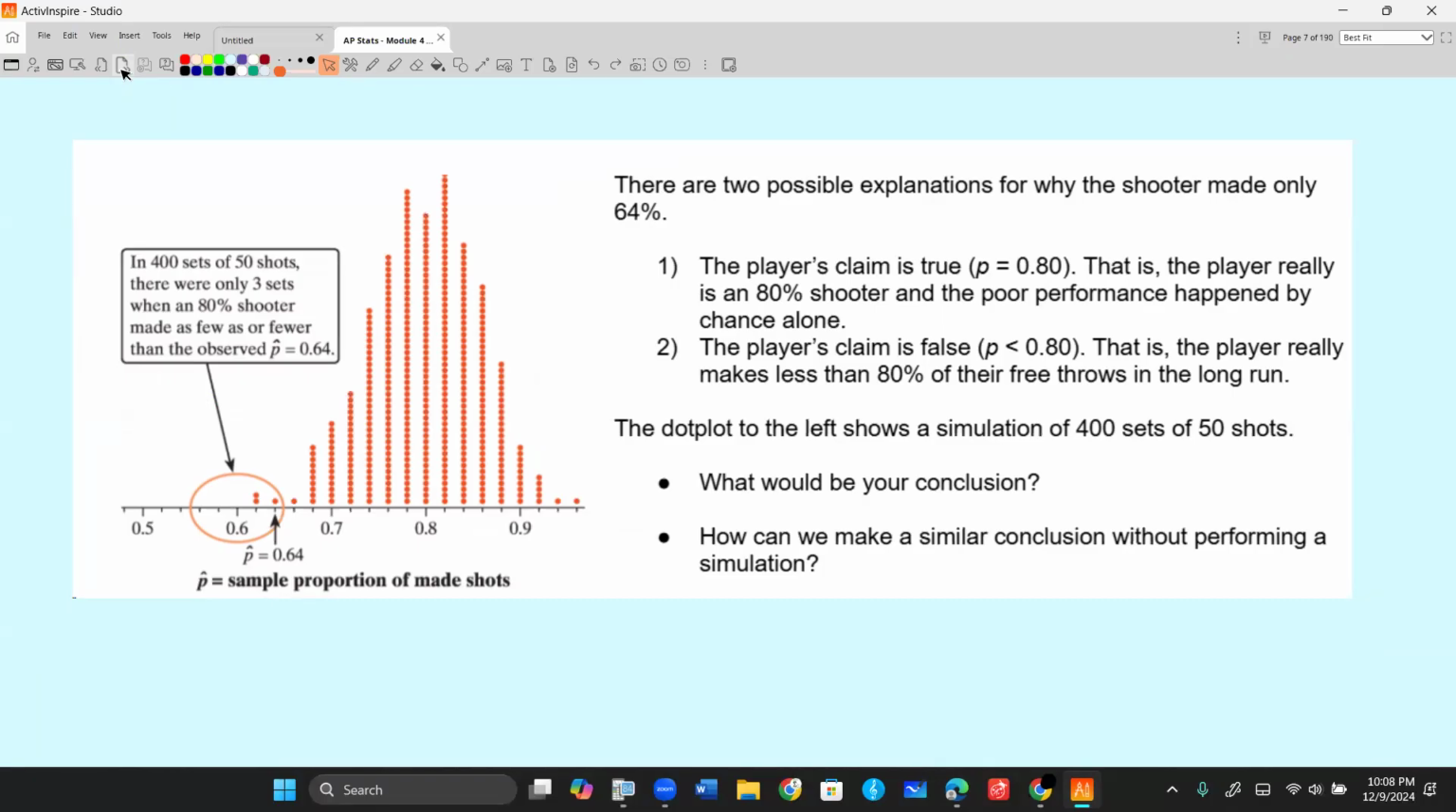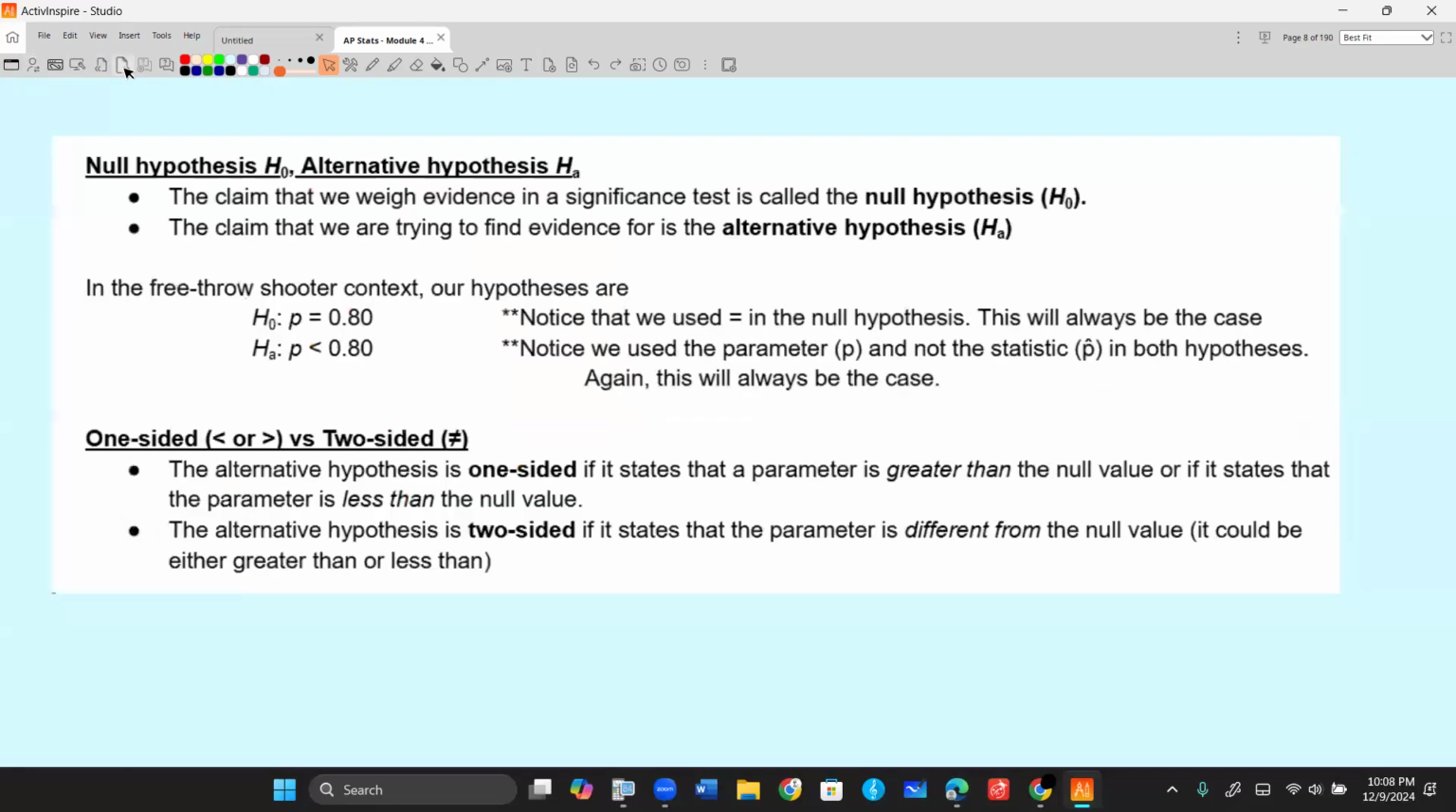So my conclusion in this case would be, you know what? I think the person's lying, and the likelihood of getting 64% or lower when the true proportion is 80% is pretty unlikely by random chance. So I suspect that this shooter is actually less than 80%. That's the logic we're going to be working through here.